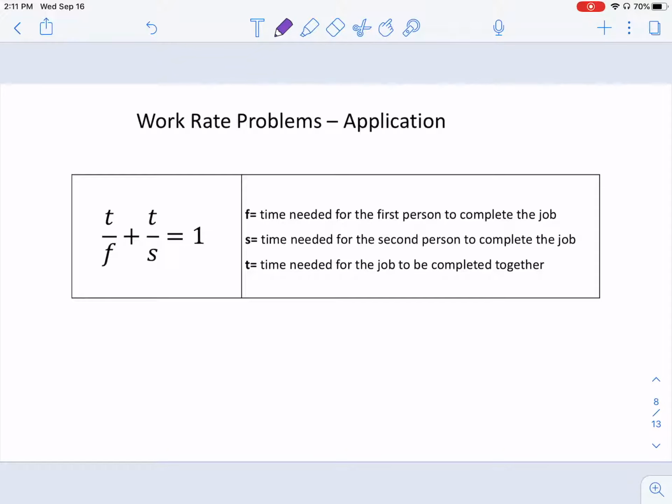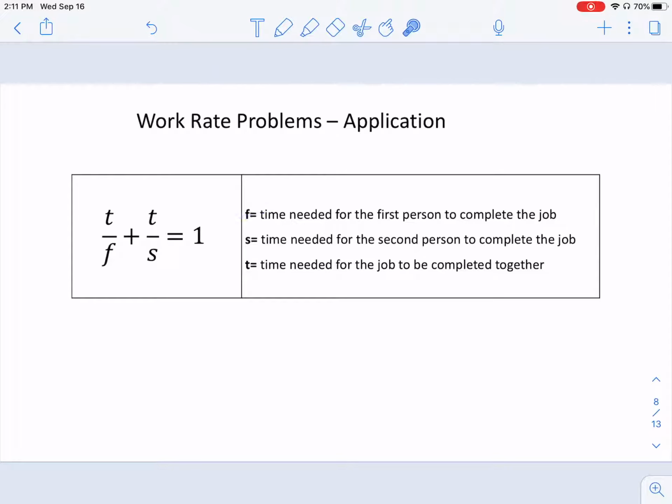So here's the equation. We use T over F plus T over S equals 1. And the reason why we do this is they are completing one job. So if we think about the example we're talking about right now, they're going to clean one garage. So they're completing one full job. T over F is what percent of the job is the first person doing, and this is what percent of the job is the second person doing. So we're really saying, I might do 3/4 of the job, and you might do 1/4 of the job, and that completes one whole job. So you can kind of think about that when you're trying to set up your equations.